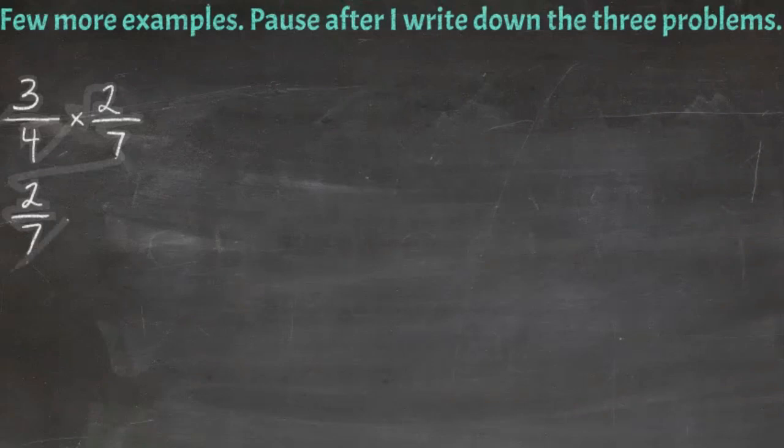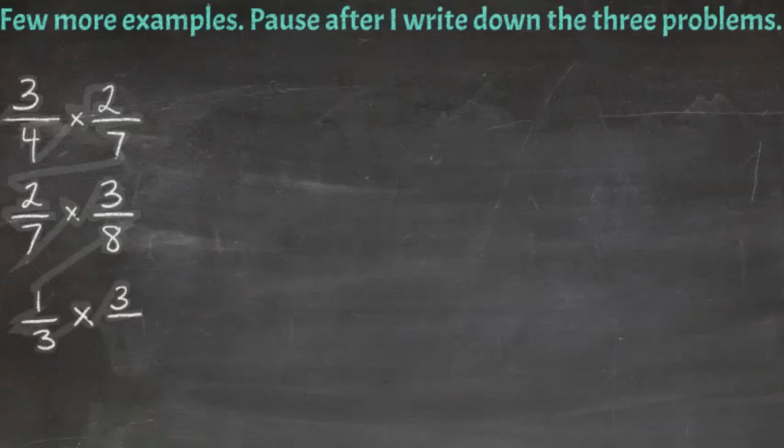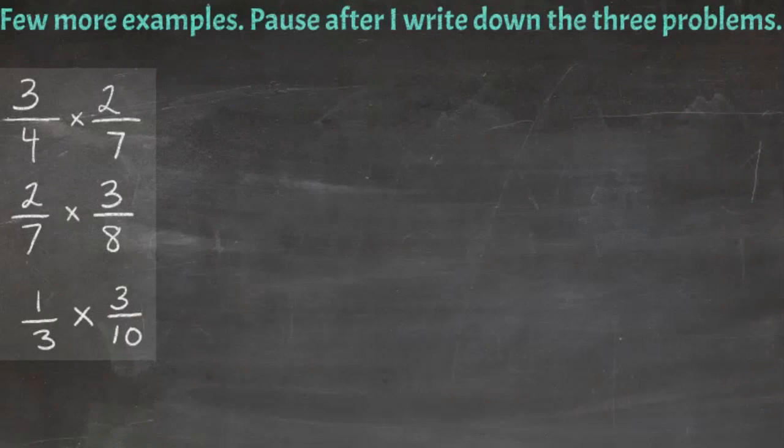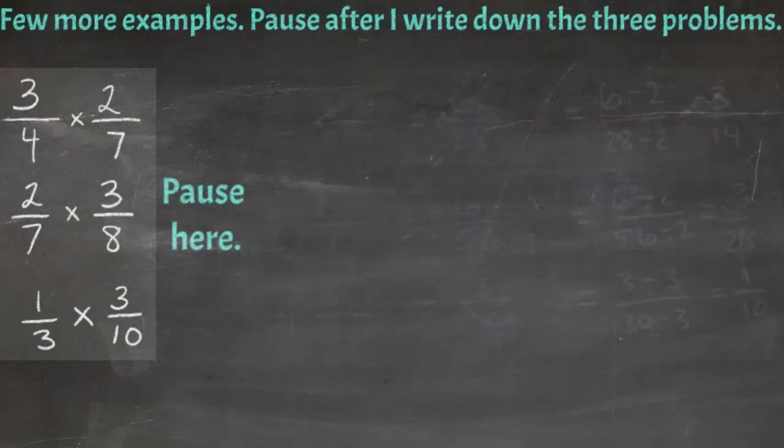2 over 7 times 3 over 8. And 1 over 3 times 3 over 10. Please pause here and try to do these yourself. And here are the answers you should have gotten.